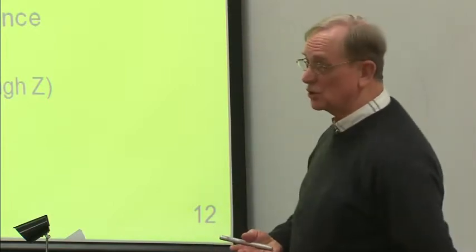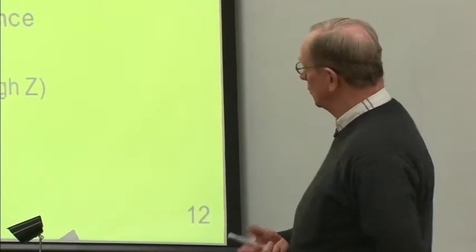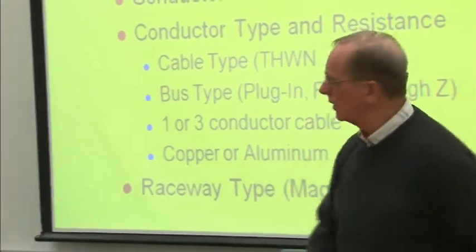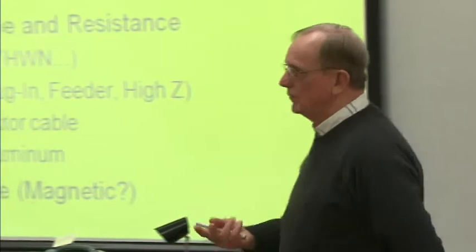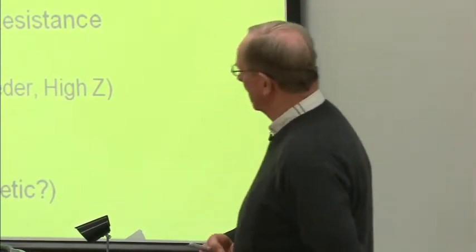We have to know all the conductor sizes and their length. We have to know what type they are, what resistance they have. Cable comes in various sizes. This is just a piece of THHN that I passed around here, fairly stiff wire. And different kinds of wire will have different insulation and it'll affect it.